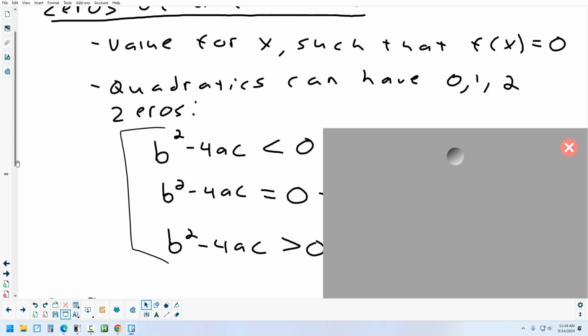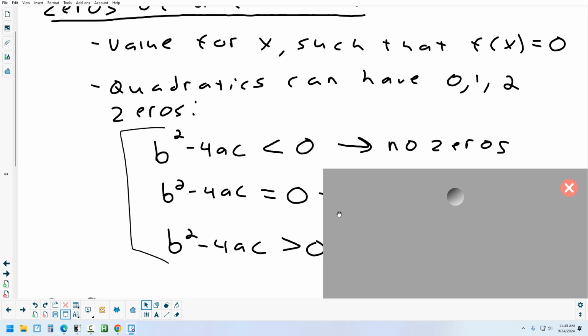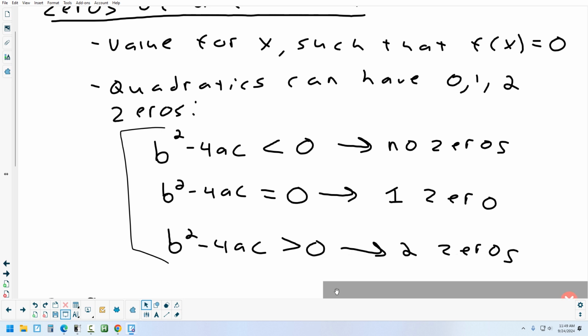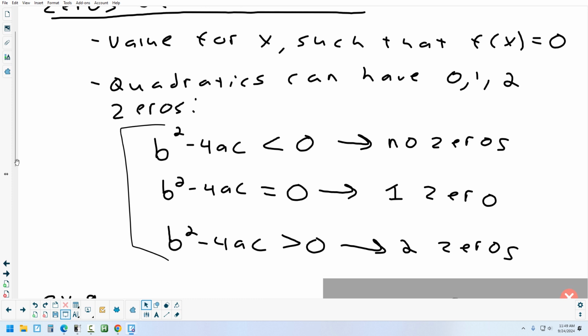So if the part under the square root comes out less than 0, then that means your graph will never cross the x-axis, and you have no zeros. If the part under the square root comes out to 0, that means your graph will cross the x-axis one time, and you have 1 zero. If the part under the radical comes out bigger than 0, that means it will cross the x-axis twice, and there are 2 zeros.